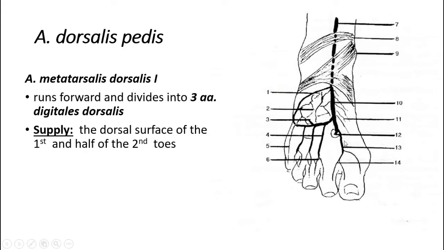Then we need to take a look at the branch that stays on the dorsal surface, the arteria metatarsalis dorsalis prima. So you can see this one just continues toward the first toe, and then it splits and divides into three arteriae digitales dorsales. So 1, 2, and 3. And these arteries will supply 1.5 toes. So with the two branches it will supply totally the first toe and the medial surface of the second toe.